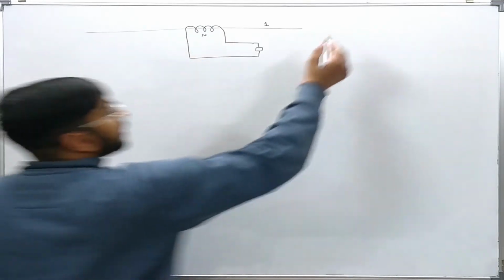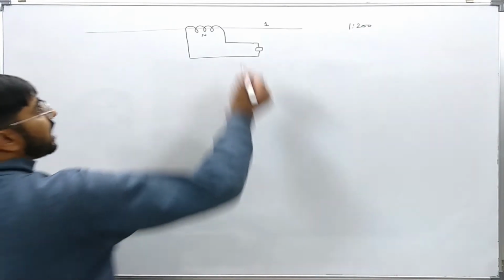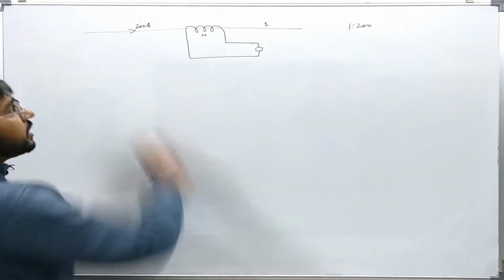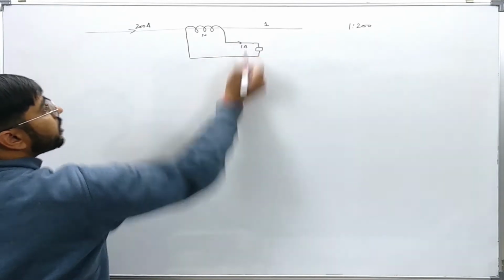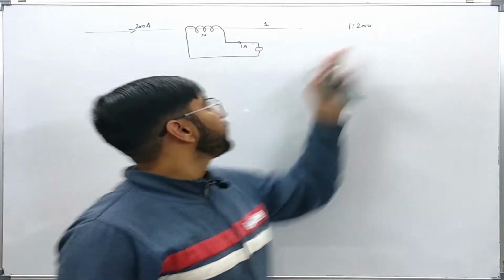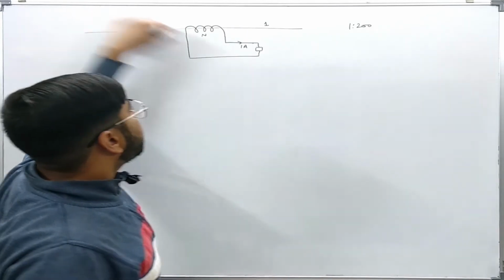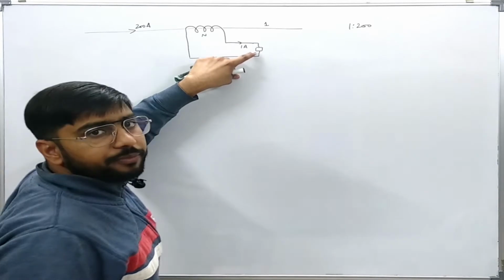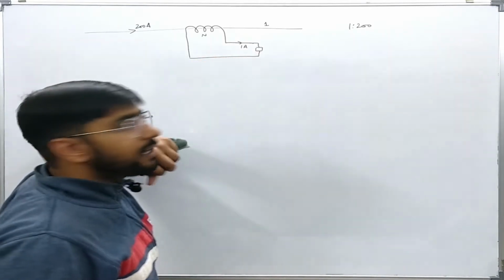Let us say it is 1:200. So what will happen? 200 ampere current flowing in this wire will get translated into only 1 ampere current. So in this way, we have a transformation of a high level of power system current into a lower level of current for feeding to the relays or metering equipment.